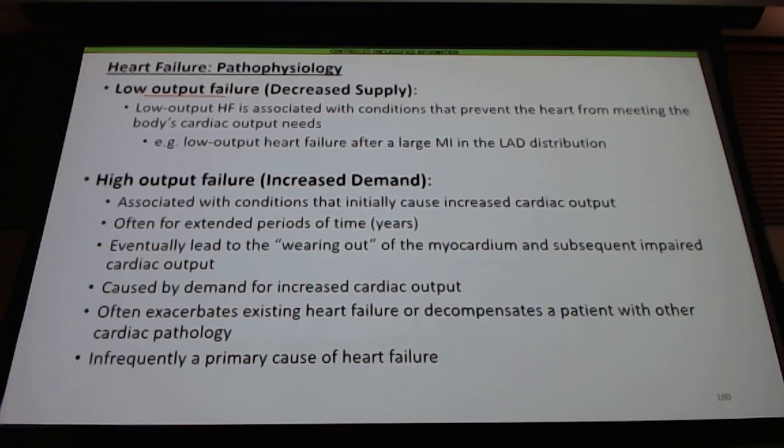And then low output failure, so that's just the cardiac output is reduced. But high output failure, think of infection or high sympathetic tone, where the heart has to function at a much higher rate to a point where it just can't keep up and it just wears out and starts to fail.